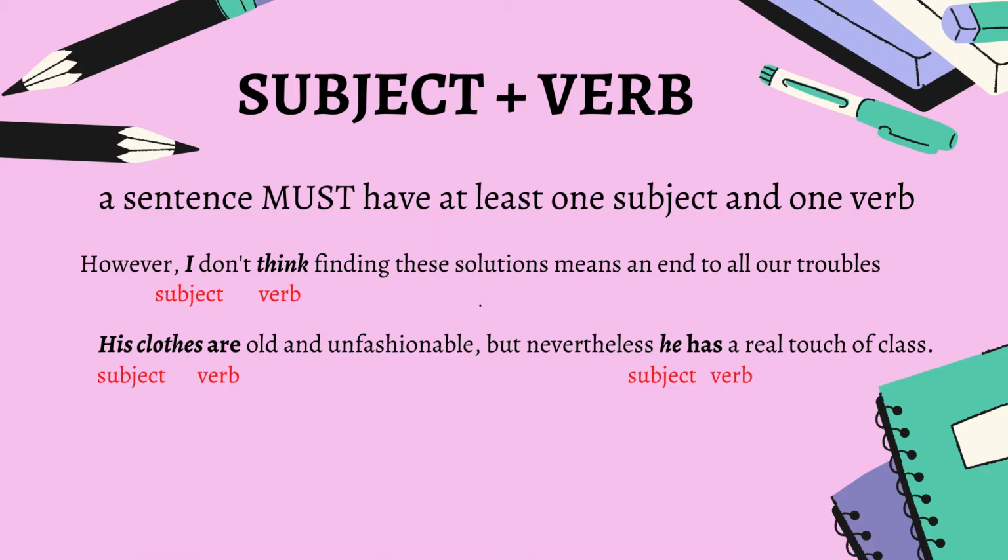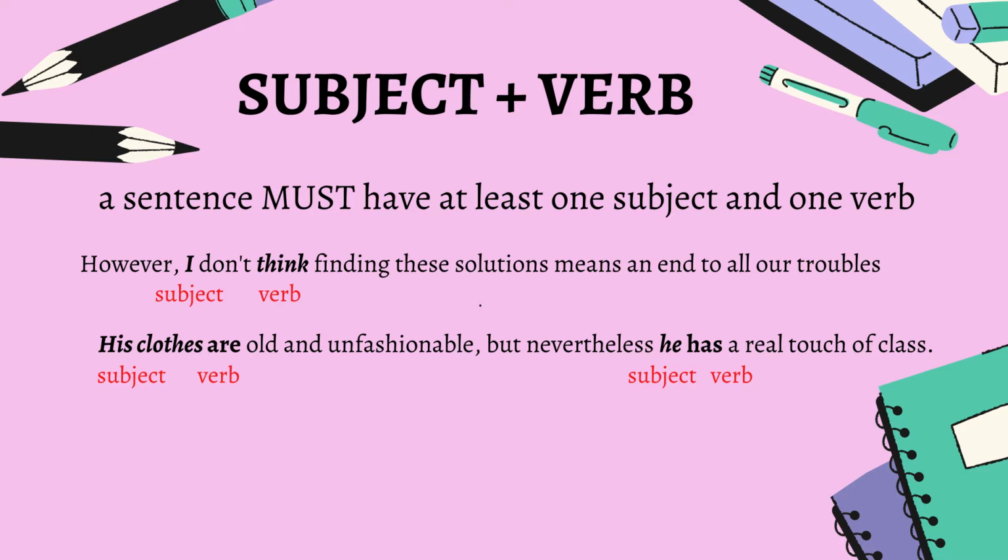Let's start analyzing a mistake that we make frequently because we, Portuguese speakers, have a tendency to compare subjects in both languages. In English, a sentence must have at least one subject and one verb. So, we have to understand that there is no sentence without a subject. For example, "However, I don't think finding these solutions means an end to all our troubles." Considering I as your subject and think as your verb.